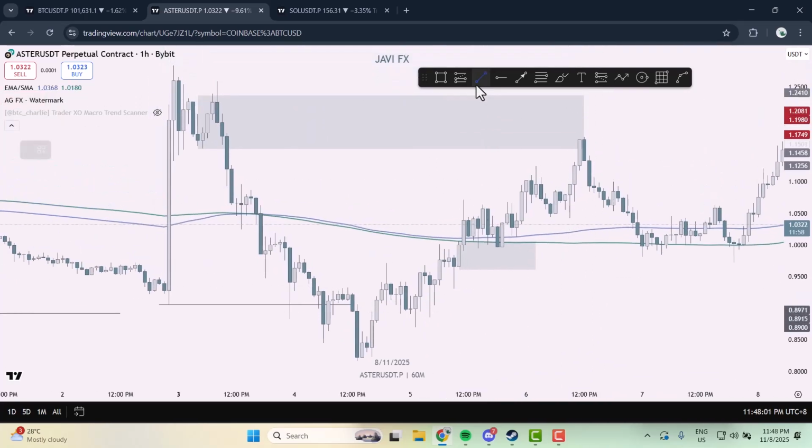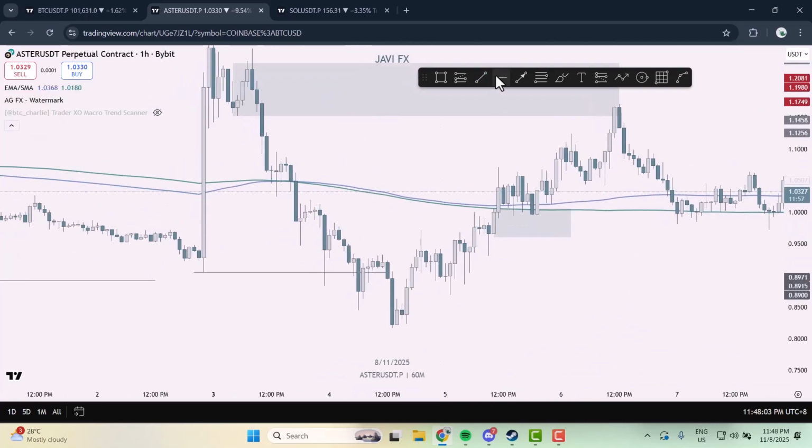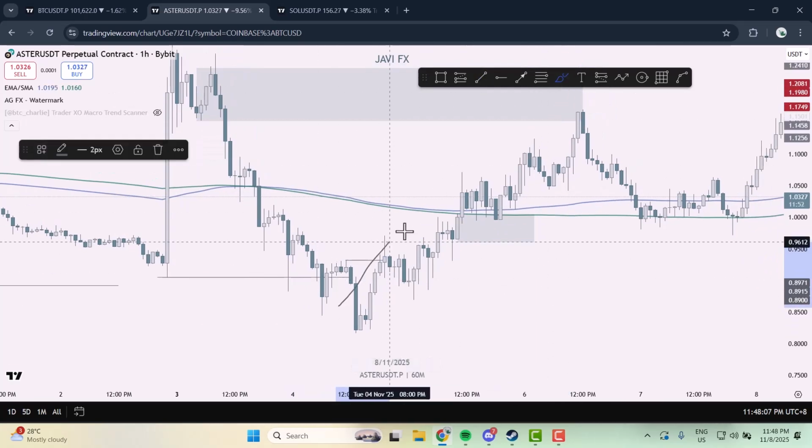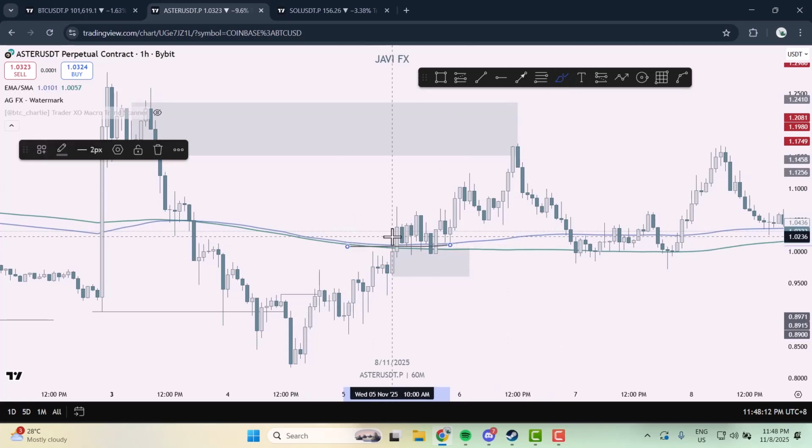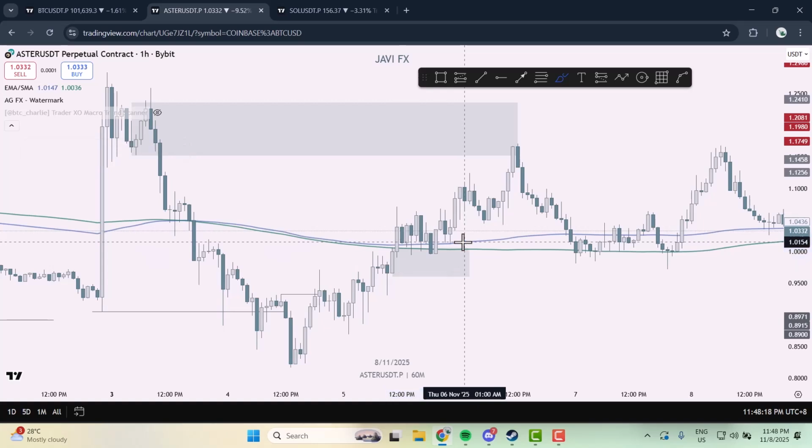All right, let me show you guys. Okay, now we're getting some breaks of structure to the upside, showing signs of strength. And another break of structure here. Again, what did I say about the moving average plus demand or supply zones? Boom. We have one right here.